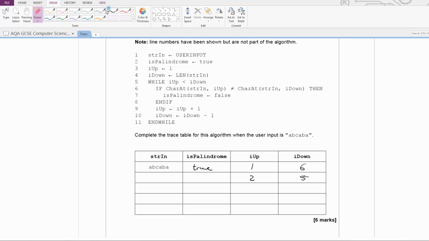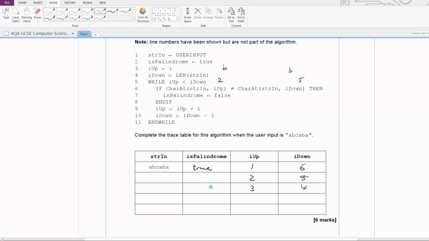We then go back up to the while loop, so I up, which is currently 2, less than I down? Well, it is, so we still do this bit. We then have I up as 2 and I down is 5. So the second in ABC is B. The fifth is also B. So this is not equal to, so we also skip this bit. So I up equals I up plus 1, so this is now 3, and then 5 minus 1 is 4.